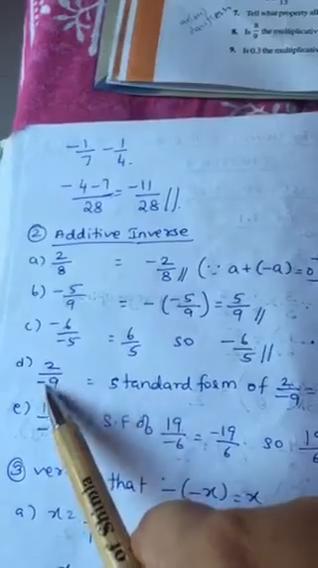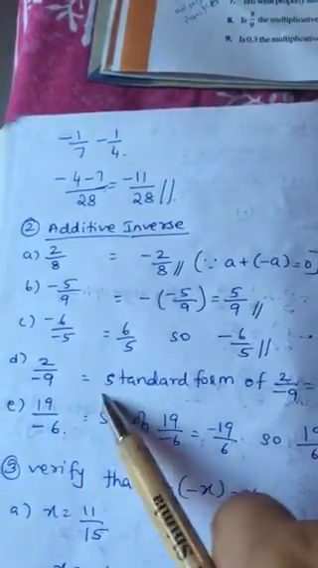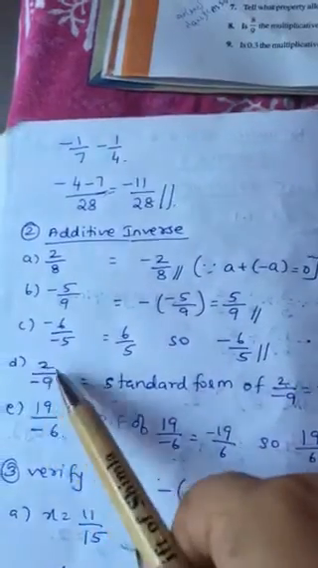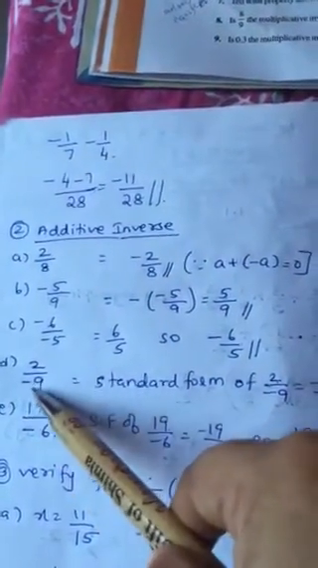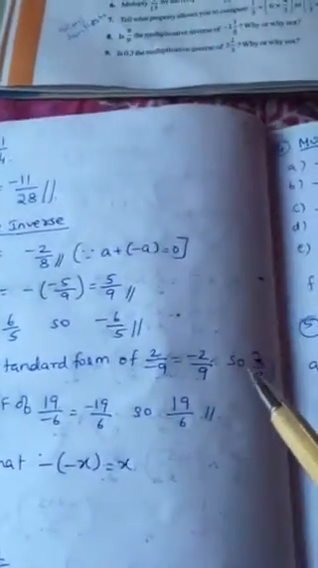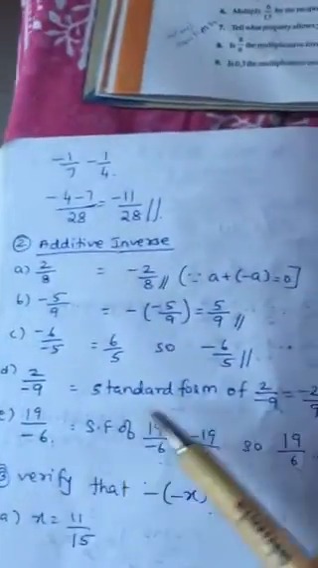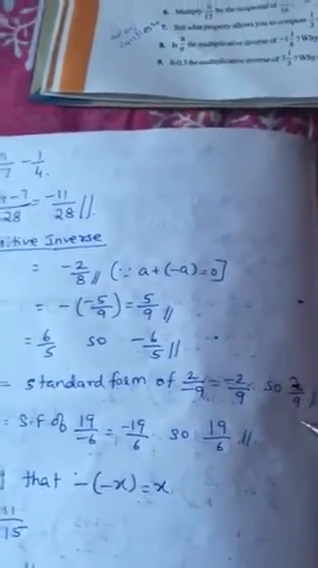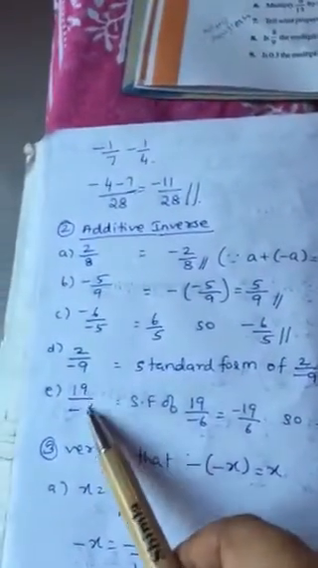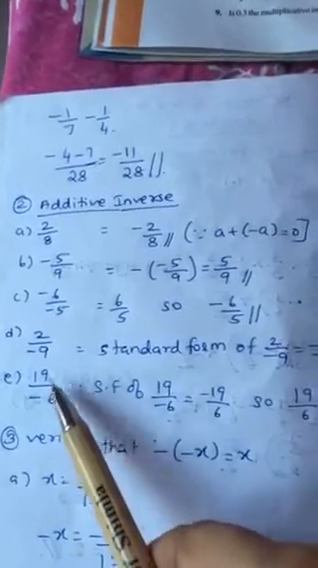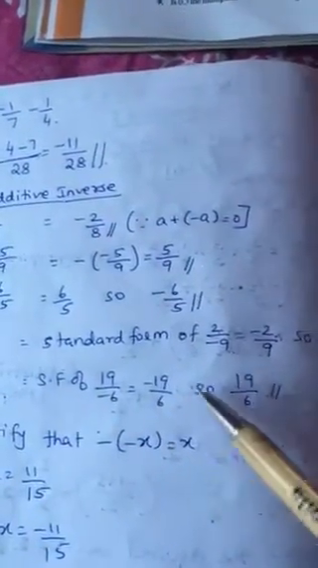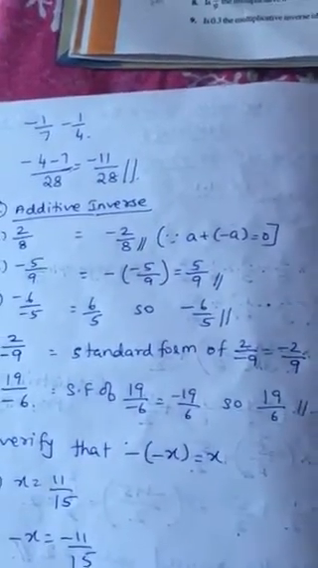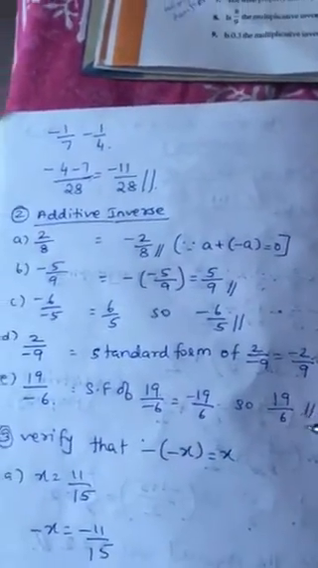If the denominator is negative, what you have to do is write the standard form of that, which is minus 2 by 9. So the standard form of 2 by minus 9 is, this negative number goes up, so it becomes minus 2 by 9. So the additive inverse of minus 2 by 9 becomes 2 by 9. Now 19 by minus 6, the same way, you just take the minus up. So it becomes minus 19 by 6. So 19 by 6 is the additive inverse.